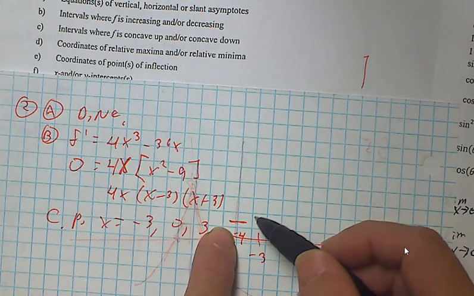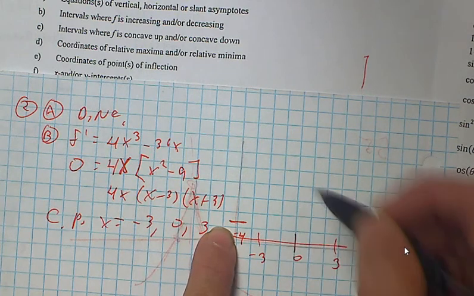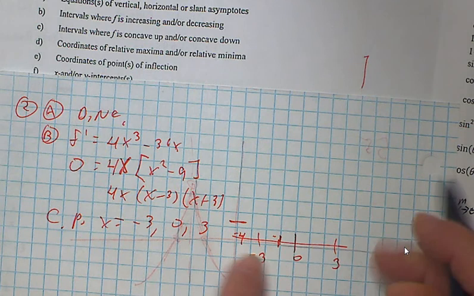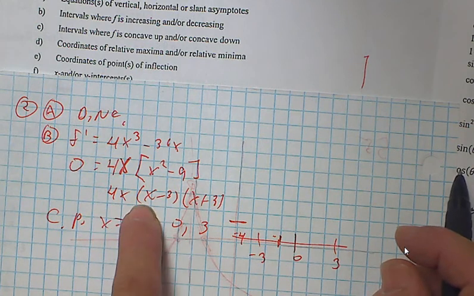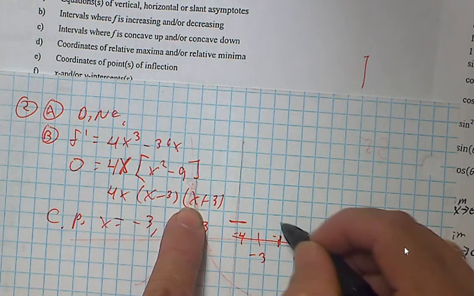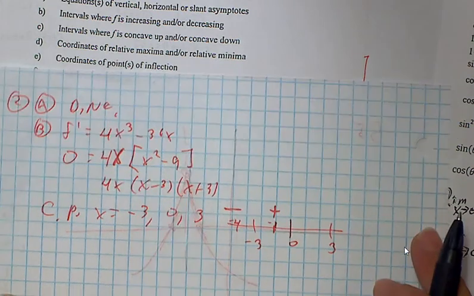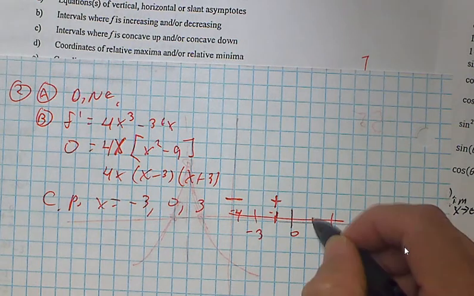Plug in a -1. Negative, negative, positive. So that's going to be a positive slope right there. Stick in a +1. Positive, negative, positive. That's a negative slope.